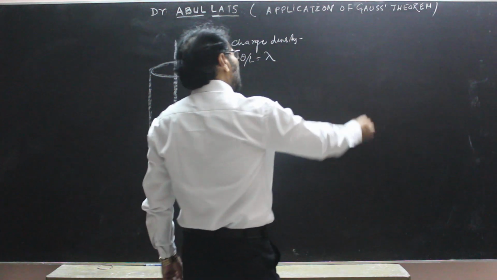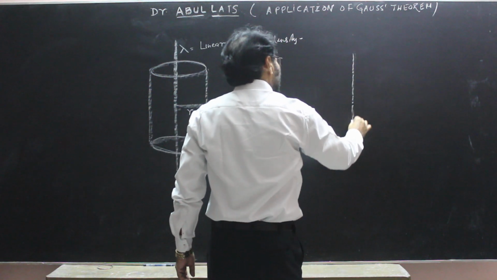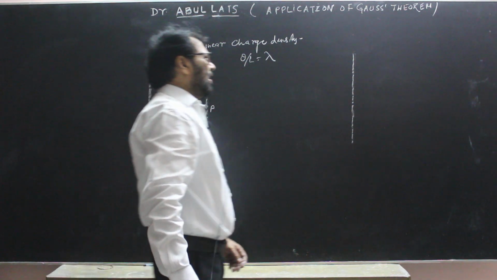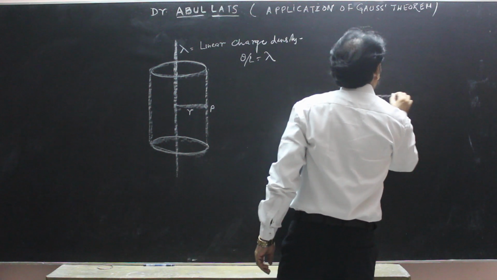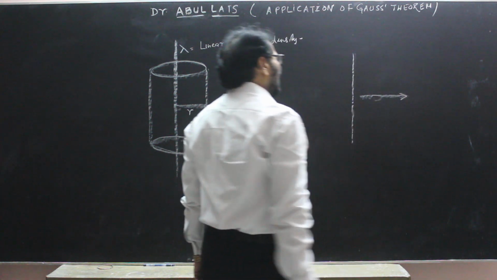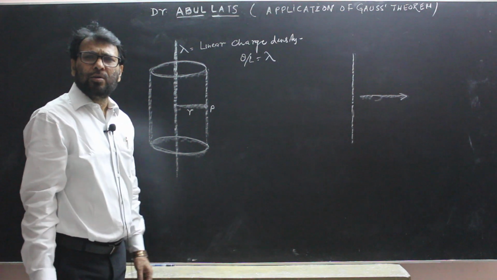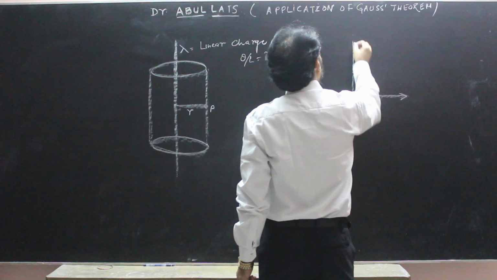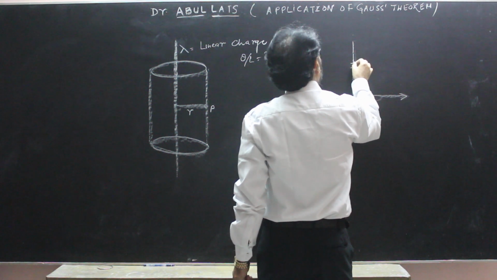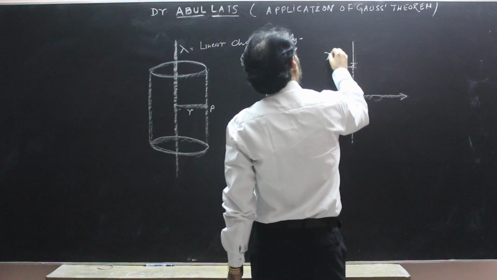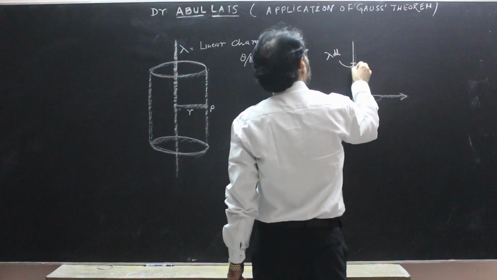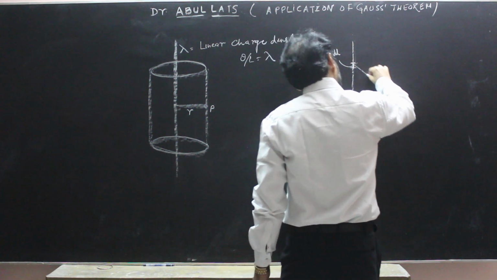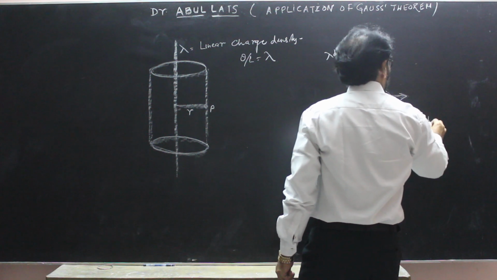First, we are going to prove that if there is an infinitely long charged conductor, the value of electric field is always normal to the conductor. The value of electric field is always directed normal to the conductor, as follows. Suppose this is a charge lambda dl. Lambda is the linear charge density, dl is, of course, the charge element. Due to this charge element, the value of electric field is like that, dE.